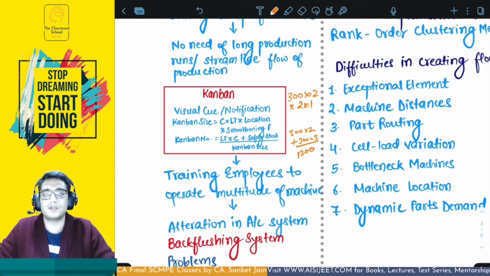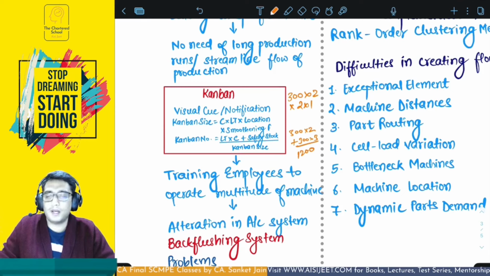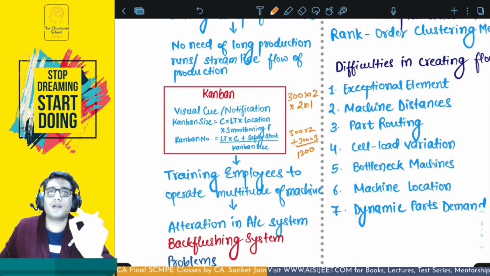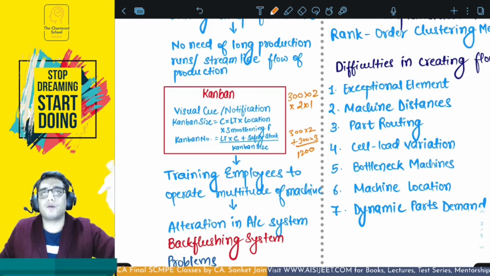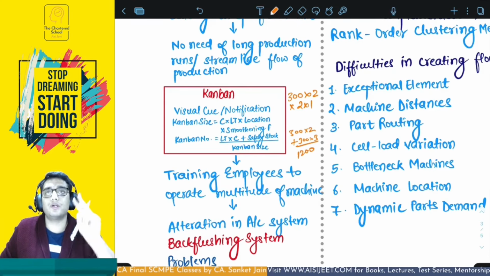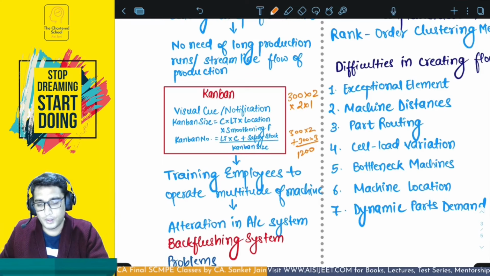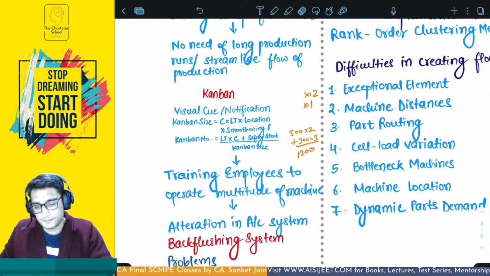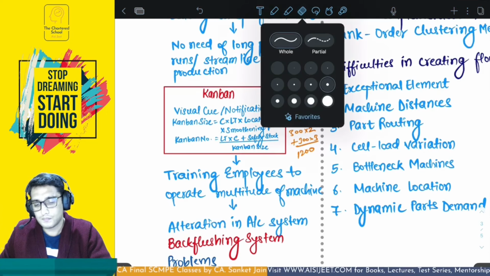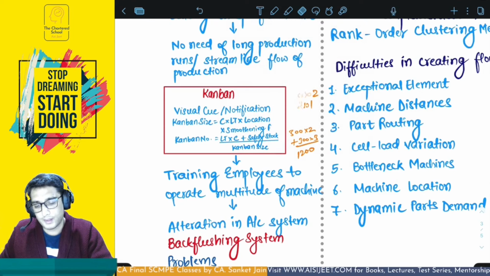I took the numbers randomly here. So it's coming in decimal. But otherwise, the question that you're going to receive is not going to be in decimal because you cannot have 0.25 box. You're going to have either one box or two boxes. So even in the strangest of cases, if you get the Kanban number in decimal, do the upper rounding. Okay, if it is coming 1.25, you need two boxes. Okay, got it? So this becomes our example for Kanban size and Kanban number.